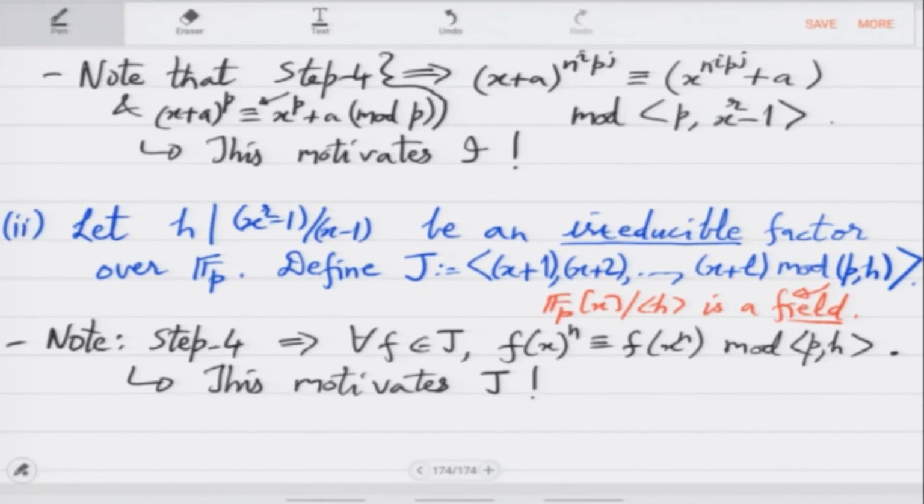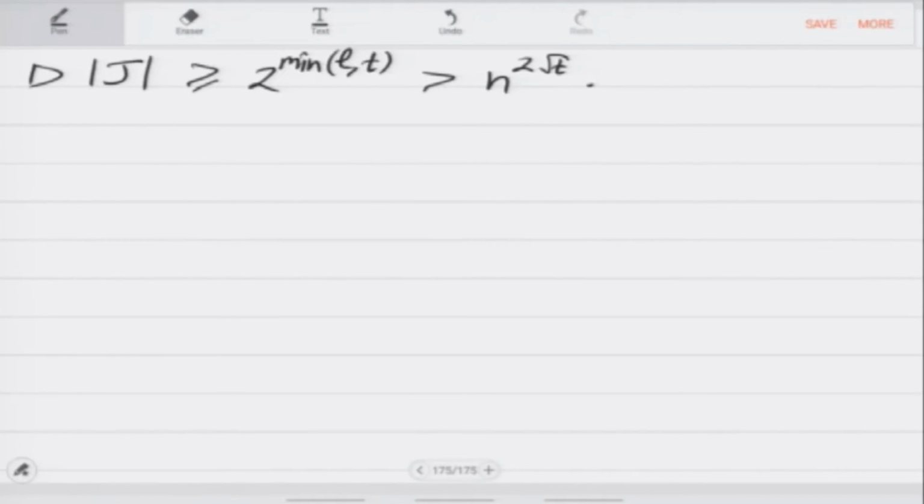So, both I and J are motivated, we have tested for them in the algorithm, and let us talk about now the size of J. I claim that this is at least 2 raised to min(L, T). It's exponential in the number of tests you have done. It's actually at least n raised to 2 square root T.